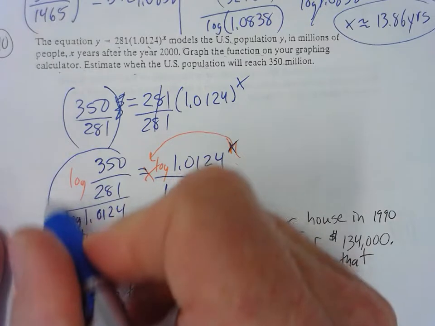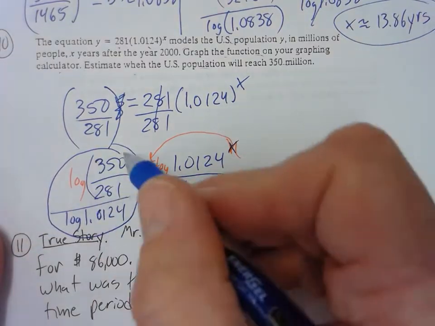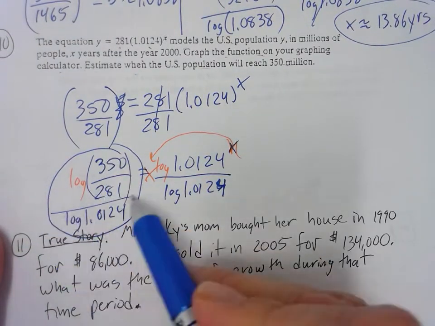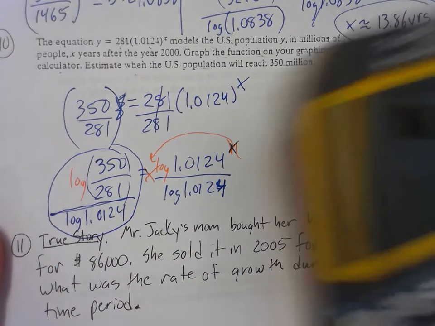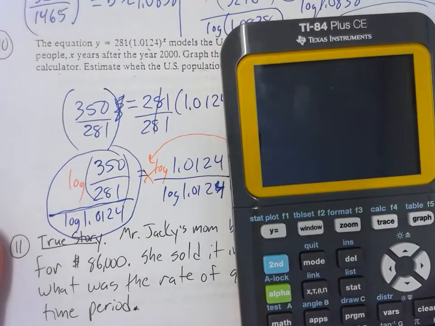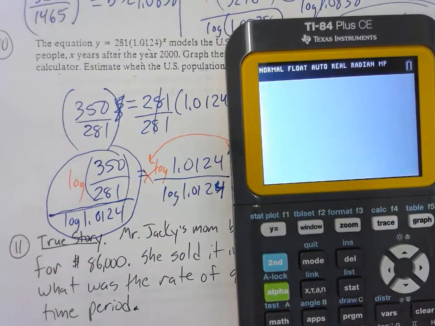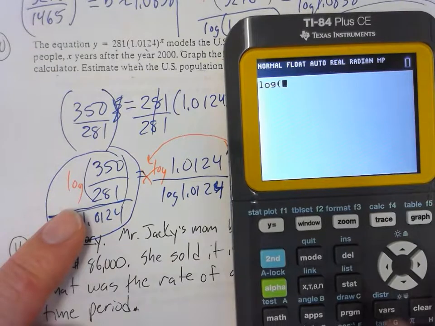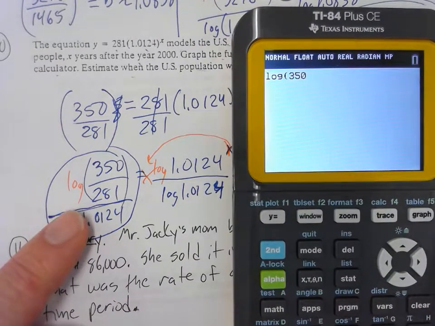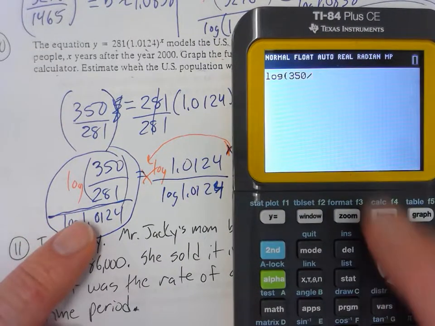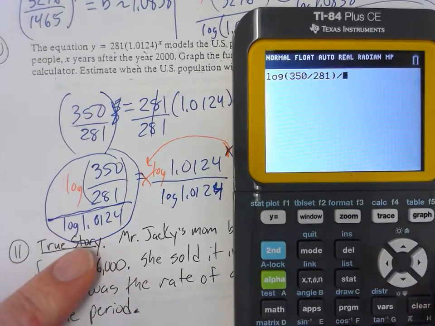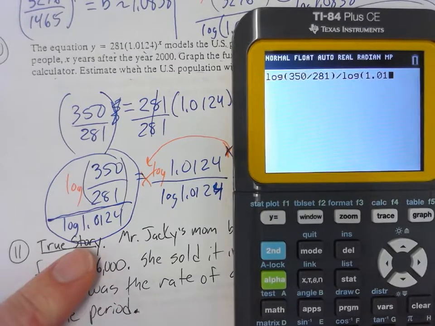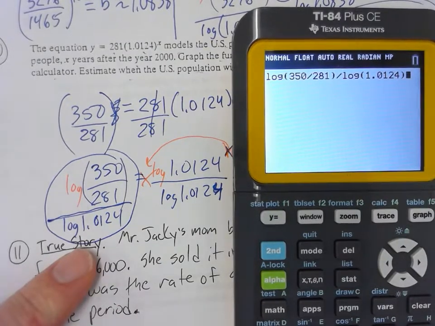and I type this into the calculator. It almost looks identical to the last one. So it's log of this fraction divided by log of this number. So you type it in, and I'll type one in here just to make sure we're on the right track here. I'll type this one in because I'll maybe do every other one or something like that. So it's log 350 divided by 281. So it's 350 million divided by 281 million, close the parentheses, divided by log of the growth rate, 1.0124. All right, enter.